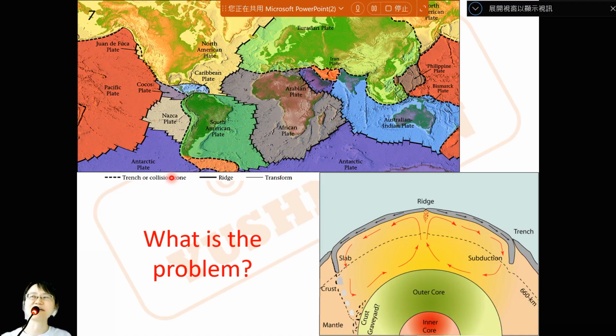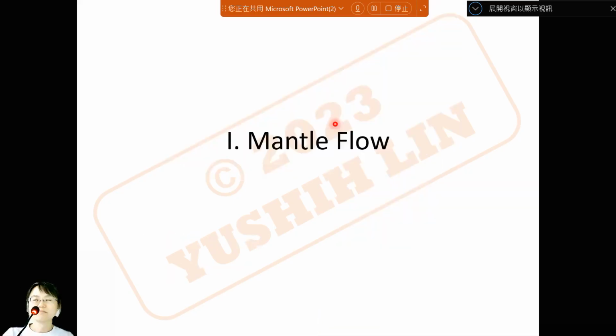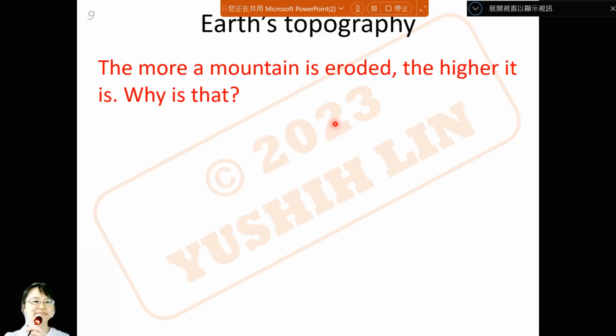Apparently, there is some problem. In this graph, it says the mantle upwelling limb is oceanic ridge, the downwelling limb is subduction zone. But here I just said, in the case of the African plate, I have divergence zone here, divergence zone here. Where can I accommodate my crust? We will come back to our question later. We need to first talk about the issue whether there is mantle flow or not.